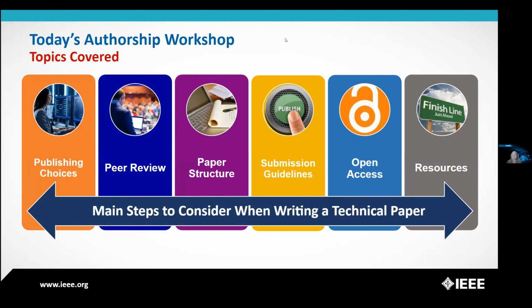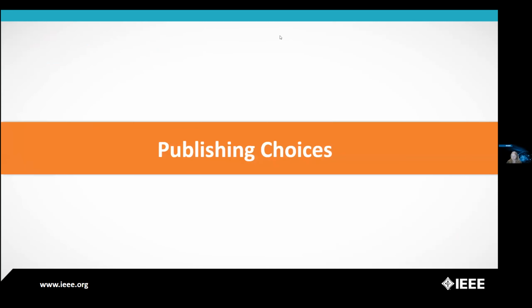As Leena mentioned, we're going to go through a few topics: publishing choices, peer review, paper structure, submission guidelines, open access, and then I'll show you some resources that will help you publish with IEEE. If you have any questions throughout today's session, feel free to put them into the chat box, so I can answer them contextually at the time, but we'll also hopefully have time for a Q&A at the end. But the first question I always get is, where should I publish my paper?